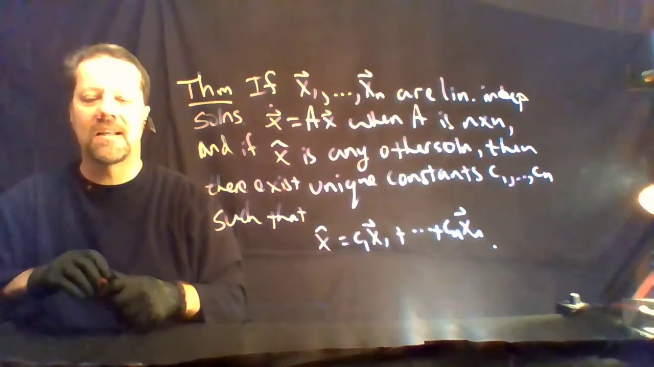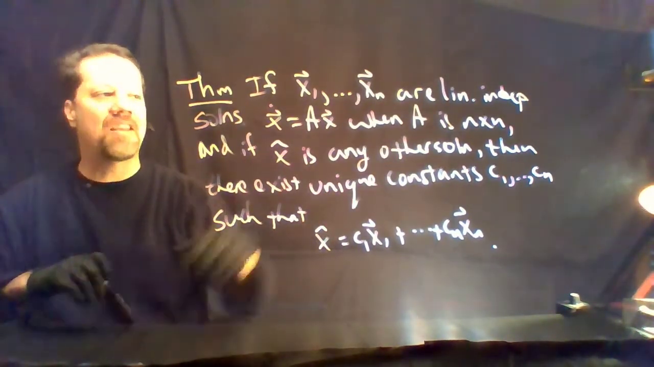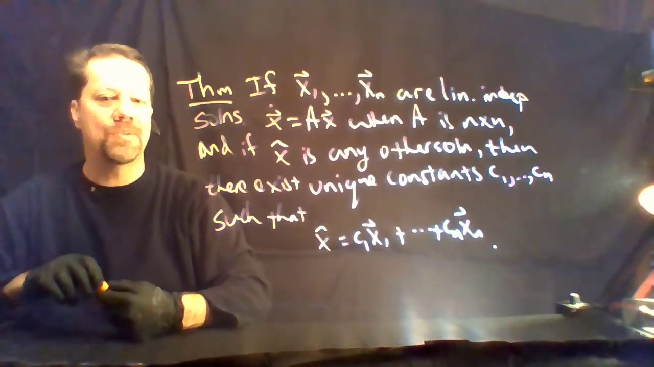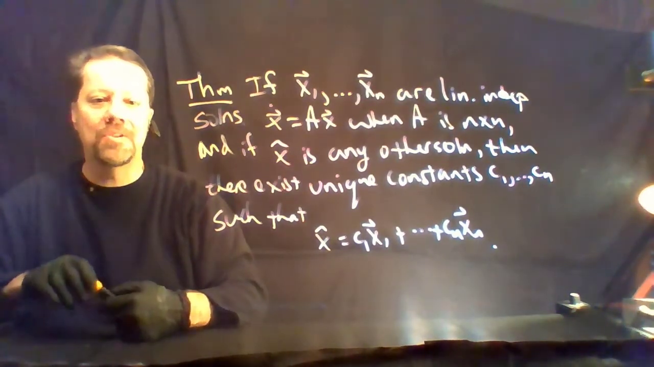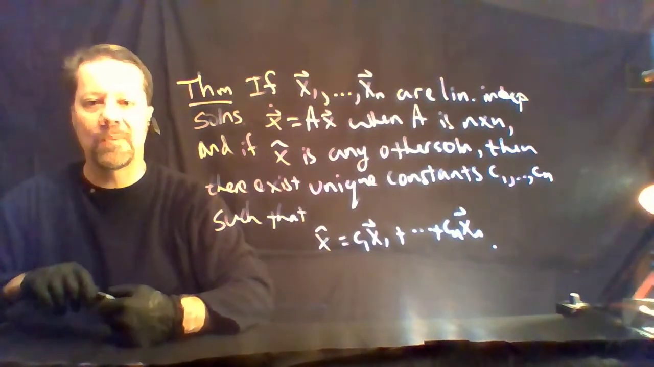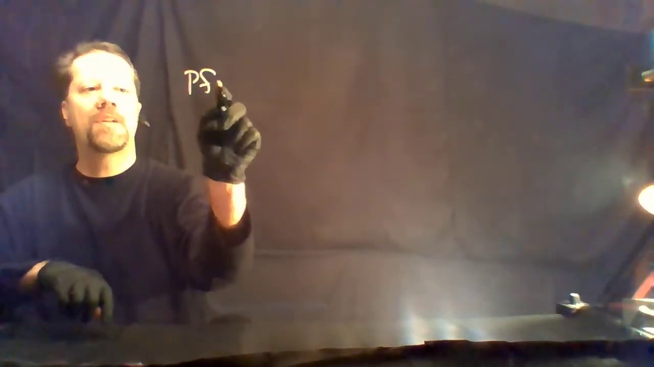This tells us that if the matrix A is n by n, and if we have n linearly independent solutions to x dot equals Ax, then we have them all. Every other solution can be represented as a linear combination of these n that we have. This is exactly what we want to know. The proof is very much like the proof for the nth order linear case that we did earlier.